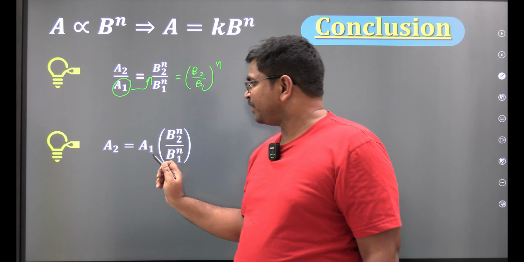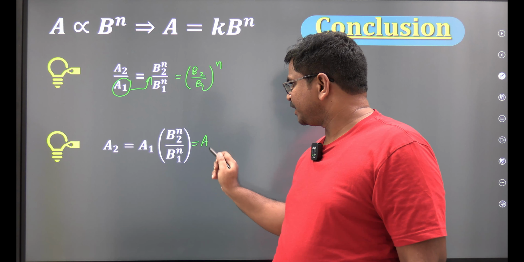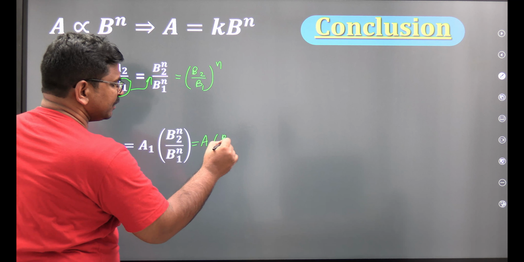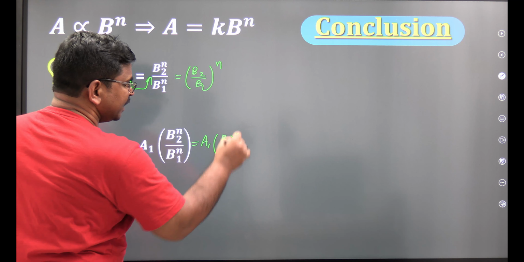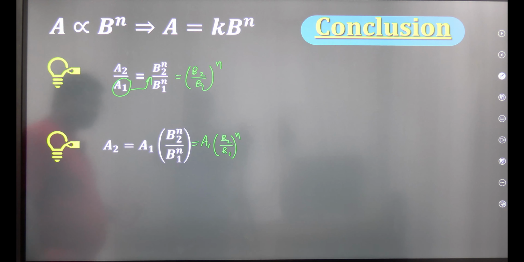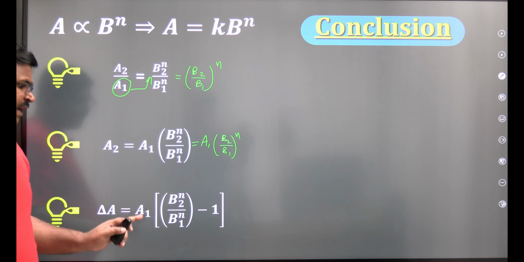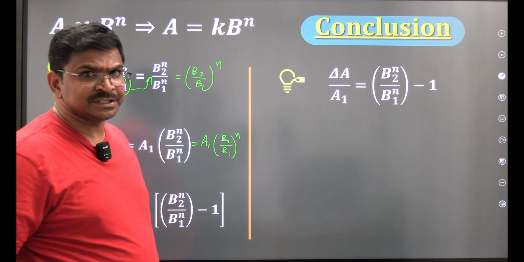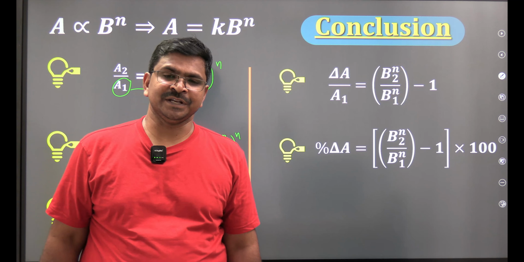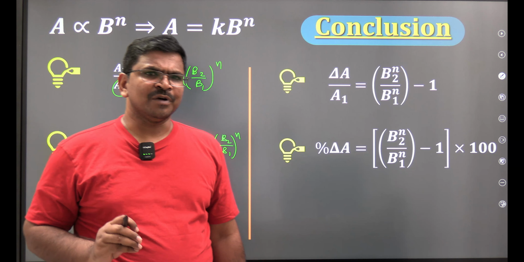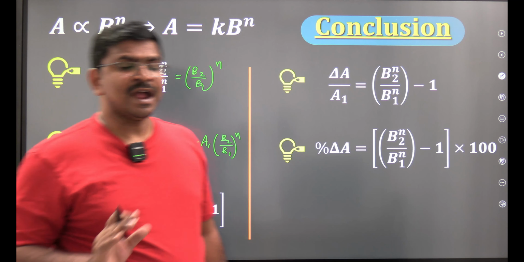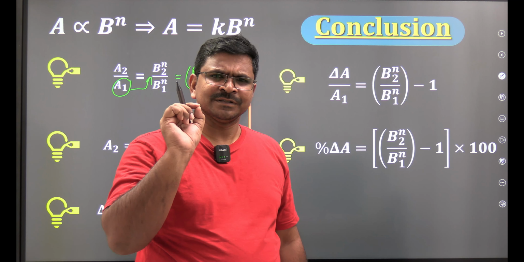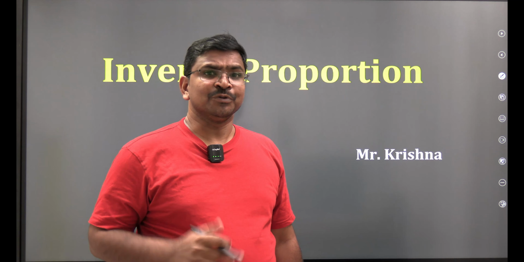Now a2 equals a1 times b2 by b1 whole power n, as I told you just now in the previous case also. And the same thing, delta a equals a1 times b2 by b1 whole power n minus 1. Similarly, we can get the fractional change. Similarly, we can get the percentage change. I hope you understand the direct proportion and variation concept and application level. Now, let us discuss 1 or 2 questions to get command over this.